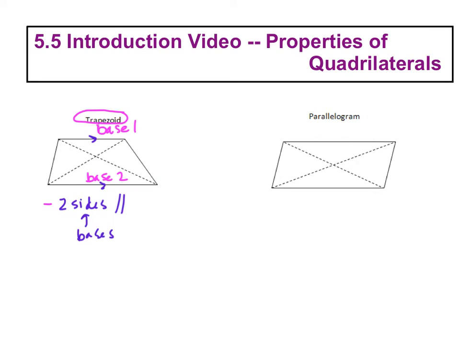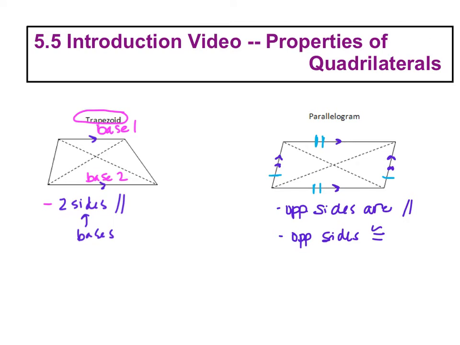Alright, for a parallelogram, you have opposite sides that are parallel. That's how it gets its name. So these top and bottom ones are parallel to each other, and then the right and left ones, I'm going to put 2 marks, are parallel to each other. So parallel lines. Opposite sides are also congruent. So we can mark, let's say I'm going to put 2 on this one. Those sides are congruent to each other, and then these sides are congruent to each other.